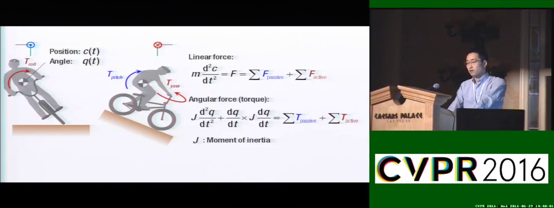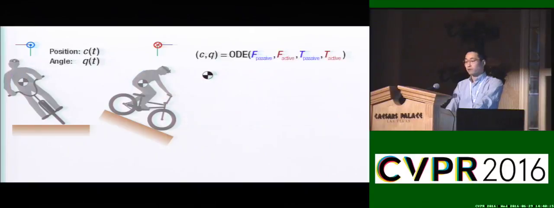In the same way, we can decompose the torque into the passive and active components. These two equations tell us about the equation of motion for the center of mass. Therefore, we can describe the center of mass using a force and torque by solving this ordinary differential equation.